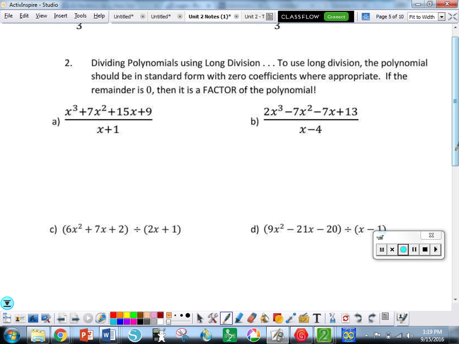Using long division. Again, I'm going to show you a shortcut on how you can do this much faster. But before I do that, I want to teach you long division. I want to tell you the situation where you can't do the shortcut, and we have to do it this way, and then I'll show you the shortcut.